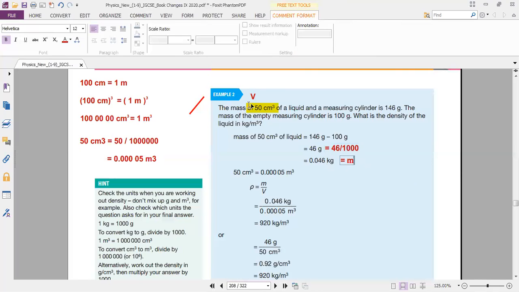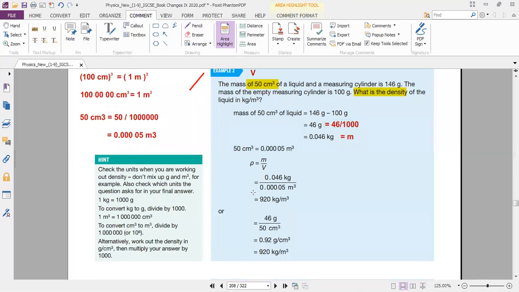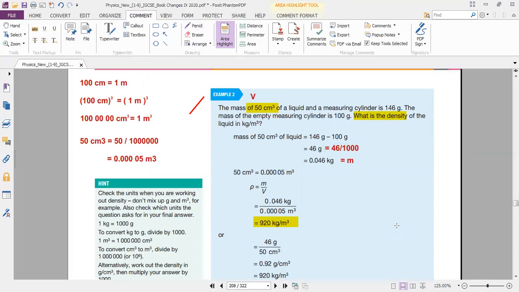We know M, we know V, we can find out rho. The question is to find out the density. So this is the density, 920 kg per meter cube. Very simple math.